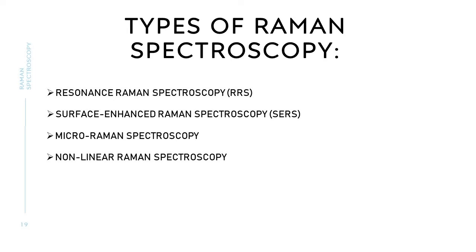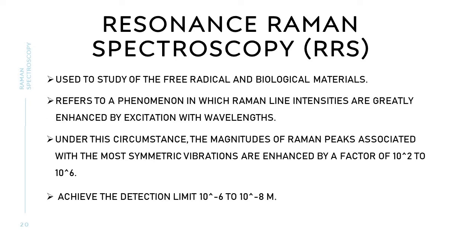So first, let us talk about resonance Raman spectroscopy, which is used for free radicals and biological materials. This type of Raman spectroscopy refers to the phenomenon which is, this type of resonance spectroscopy.